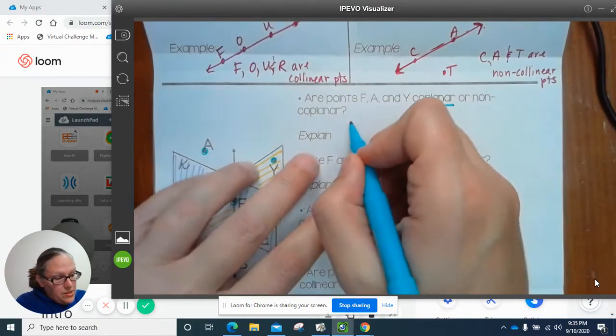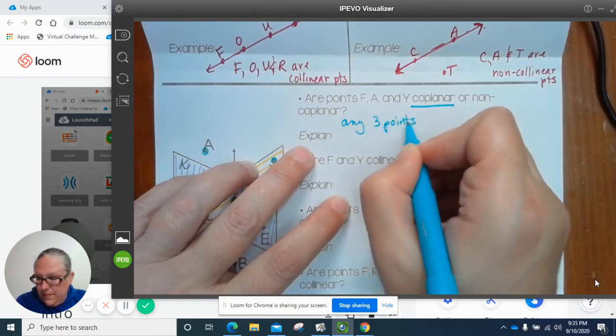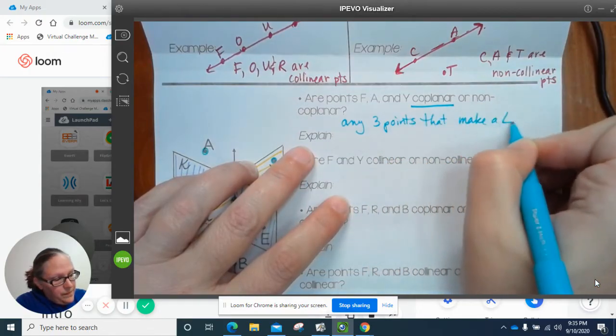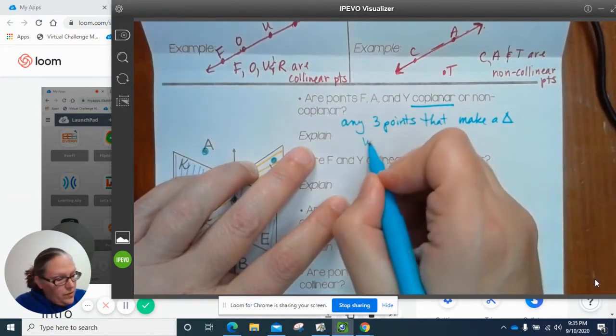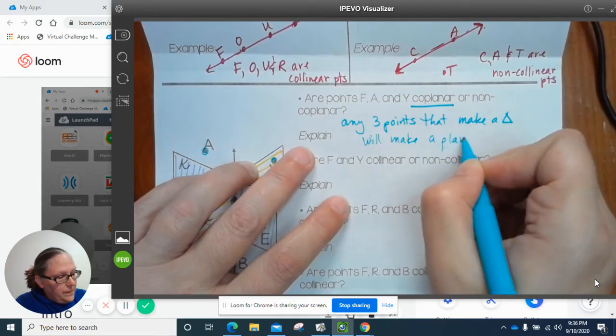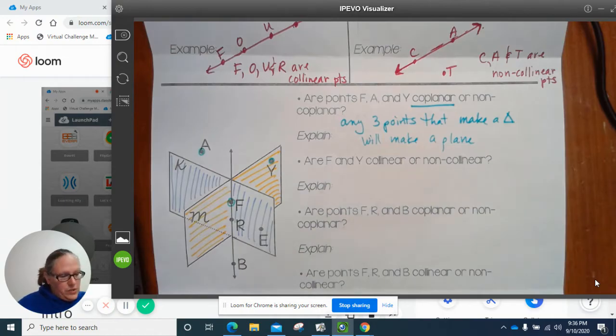Any 3 points that make a triangle will make a plane. Okay, even if it's not drawn in the picture. So that was maybe a trick question. Let's see if we can do a little bit better on this next one.